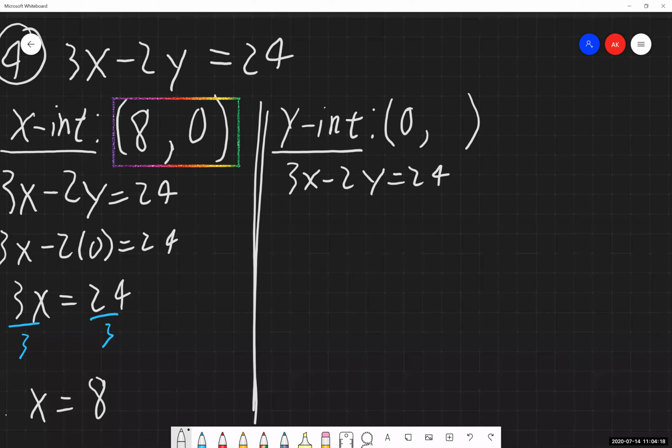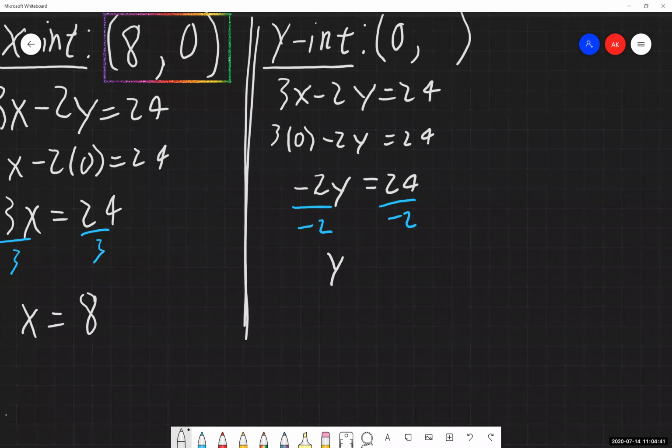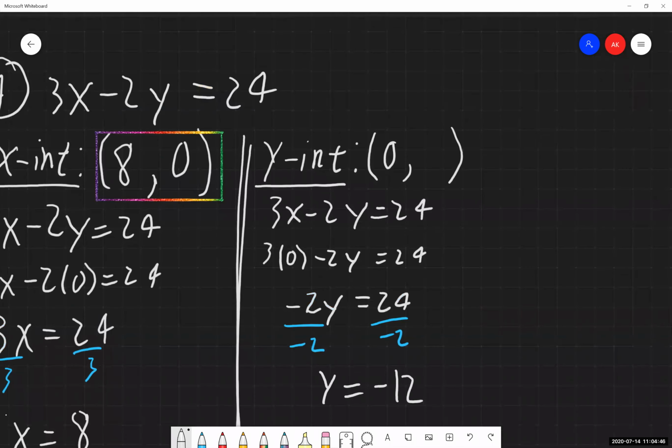So again, I've been given an x value. I know my x value to be 0. I'm substituting that into my equation. 3 times 0 is just going to be 0. So I get negative 2y equals 24. Divide both sides by negative 2. Again, that y is equal to negative 12. So I have my y value, and I just plug that into my ordered pair. And now I have my x-intercept, I have my y-intercept, and I'm done. Can't do anything else from there.